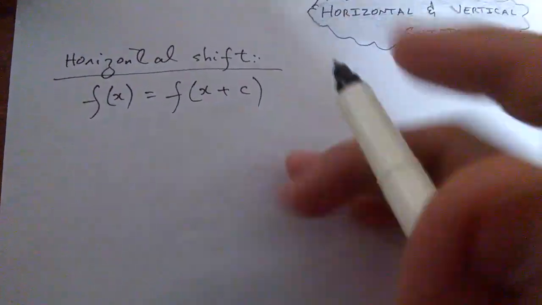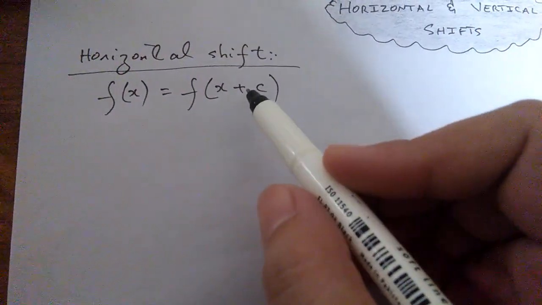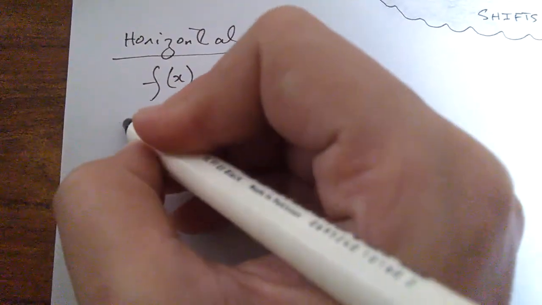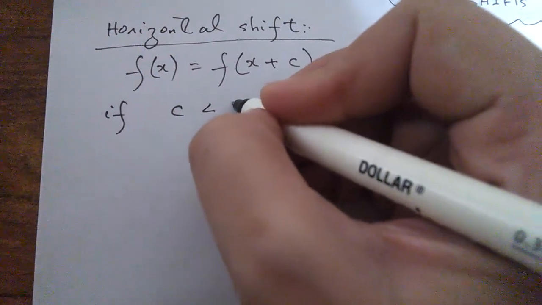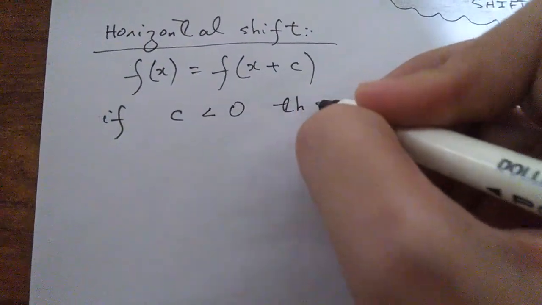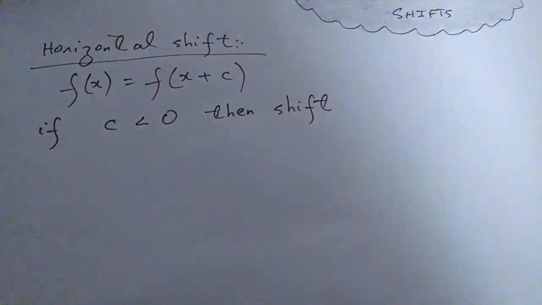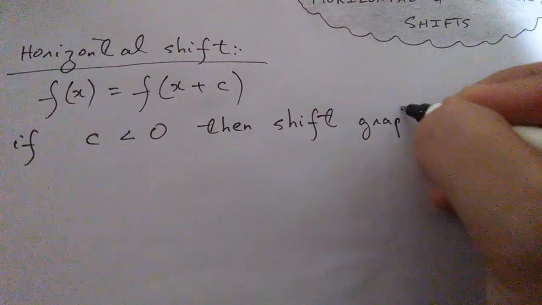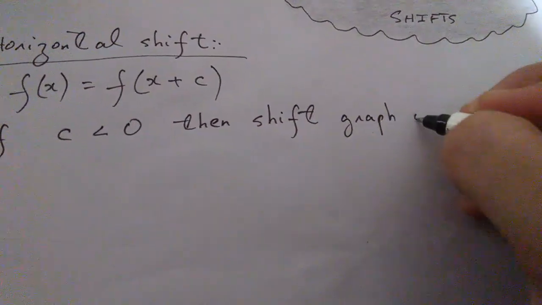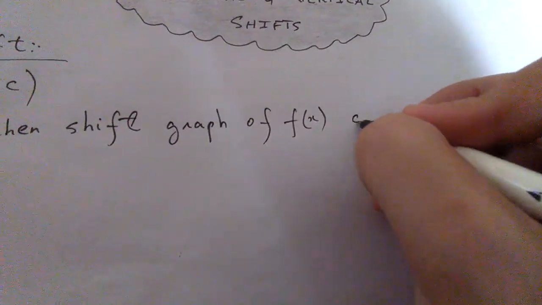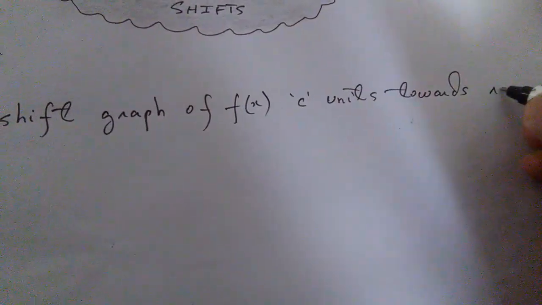Something like that. So if you are observing that you are having a certain change in that function wherever you are having x out there, what you are going to do, that if your c is negative, I mean if it is having a negative value, if it is less than 0, then you shift your graph towards your right. Shift your original graph or the graph of your f of x towards your right, c units towards right, okay?